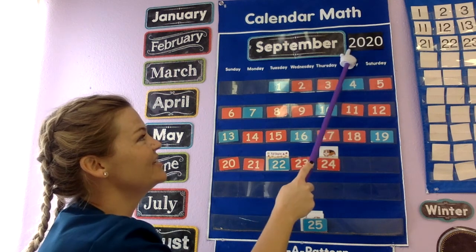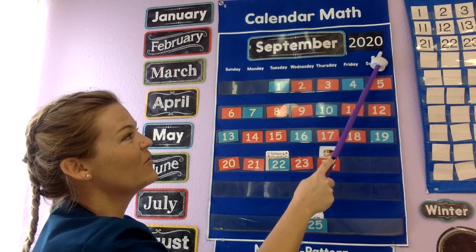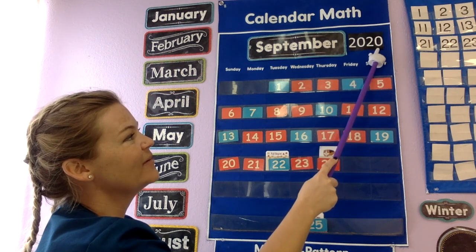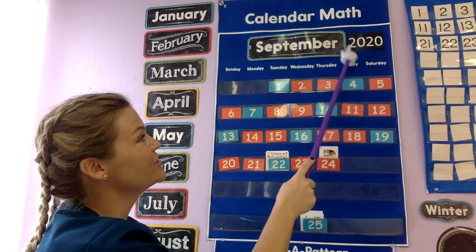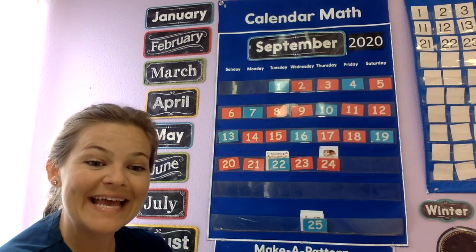Okay, now I'm pointing to the year. Do you remember what year it is? It's 2020. Or you can say twenty twenty. So the numbers in the year are 2020. Okay, let's figure out the date.